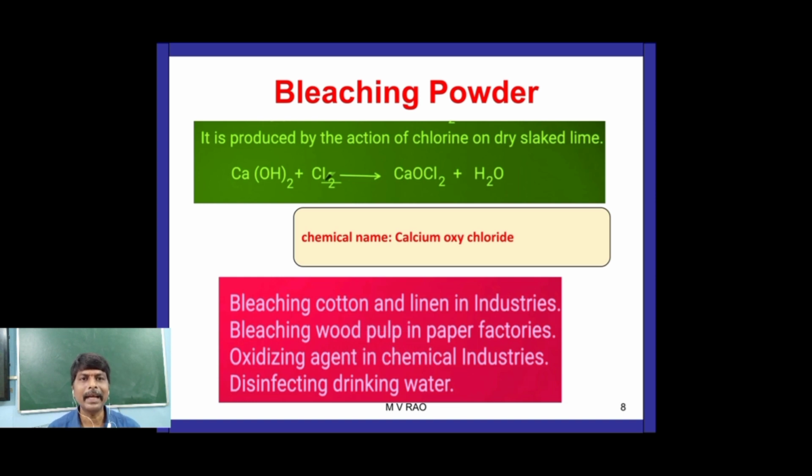So what is the chemical name of bleaching powder? Yes, calcium oxychloride. Bleaching powder is used for bleaching cotton and linen in industries and for bleaching wood pulp in paper factories. It is used as an oxidizing agent in chemical industries. Bleaching powder is used for disinfecting drinking water.